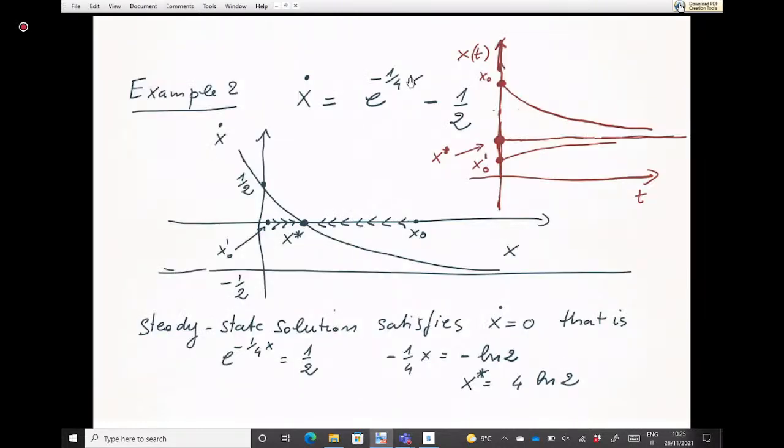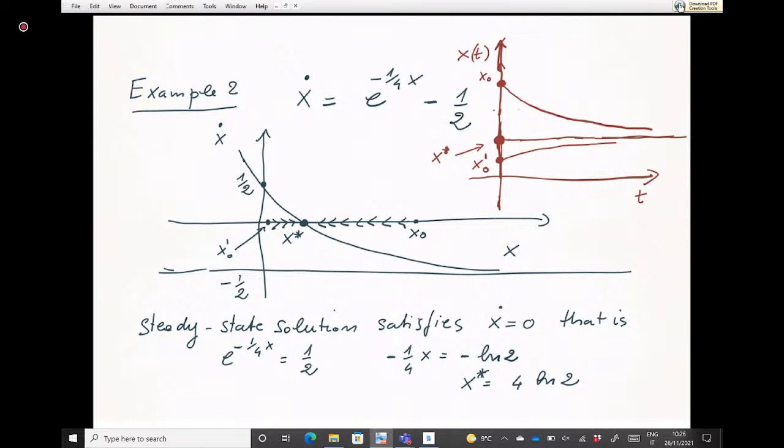This one is defined for any x in principle. So in principle, suppose that we can give a meaning also to negative x. If we start here, there is no problem mathematically, this will increase, okay? So basically the domain is the whole real axis. Would you say that this is a globally stable steady state or not? Remember what global stability means.